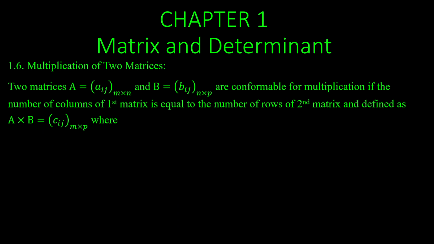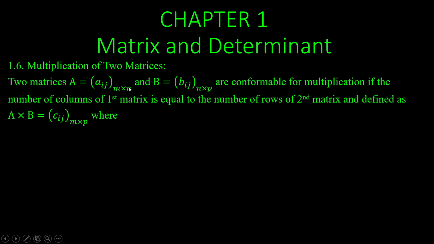To do the multiplication of the two matrices, first of all we have to know when it is conformable for multiplication. That means two matrices A and B are conformable for multiplication if the number of columns of the first matrix is equal to the number of rows of the second matrix.